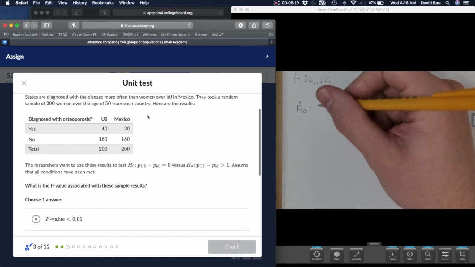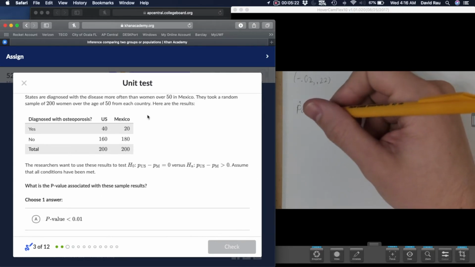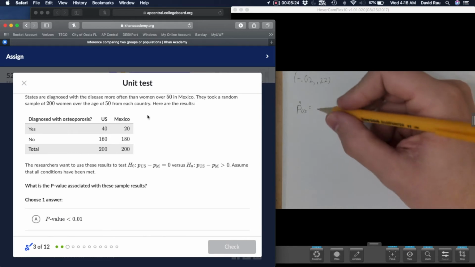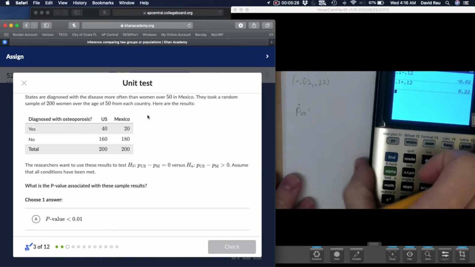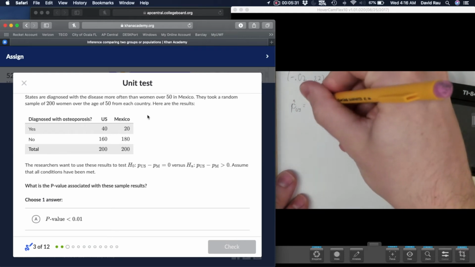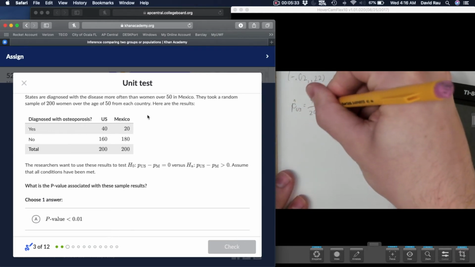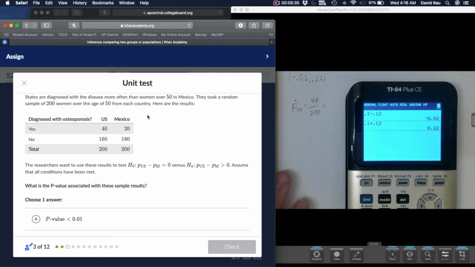Okay, so we're trying to compare the yes diagnosis. So that's 40 out of 200. What is 40 out of 200? Actually, I should write it down. Again, if you're going to use your calculator in statistics, write all of that down on paper first.